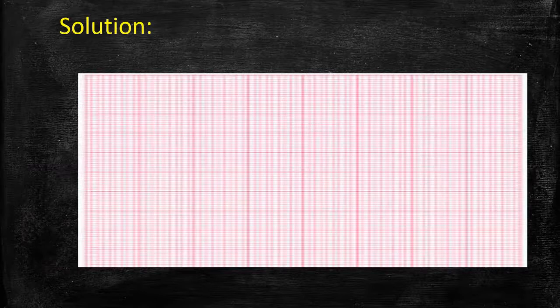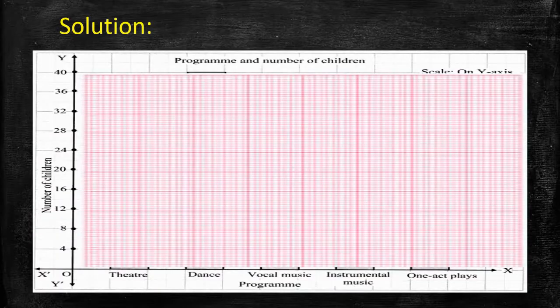So here we will draw a bar graph. In the center we will write the title, program and number of children. Next, we have to draw the x-axis and y-axis and mark O at their point of intersection. Then we will write the names of programs on the x-axis at equal distance. Then we will write the scale on the top.